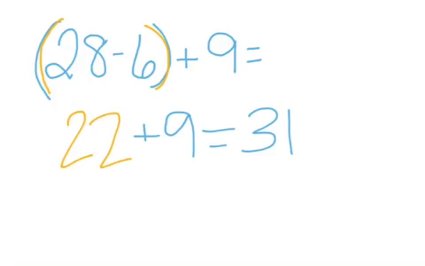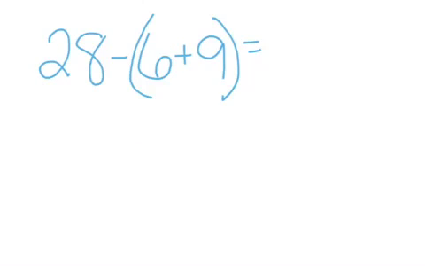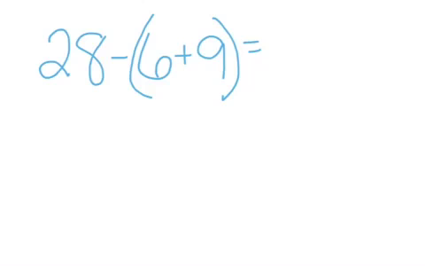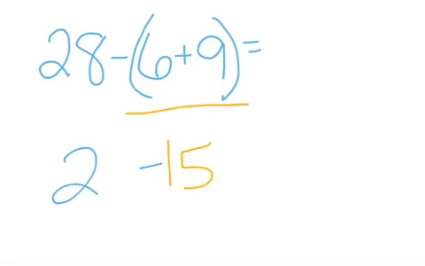Now, if we look at the next problem, the parentheses are in a different place. Okay, so let's look back. Right here you have the parentheses around 28 and 6. But for the next problem, where you have the same numbers, 28 minus 6 plus 9, the parentheses are around the 6 and the 9. So we're going to have to do the 6 plus 9 first. So 6 plus 9 is going to get us to 15. And then we're going to bring down the rest of our equation. And 28 minus 15 would get us 13.